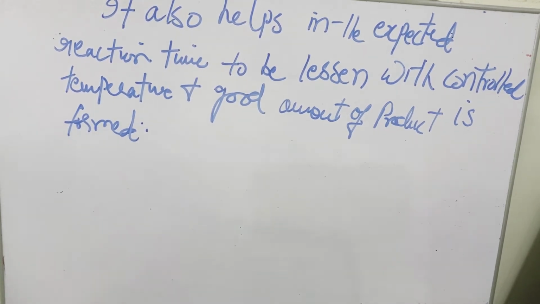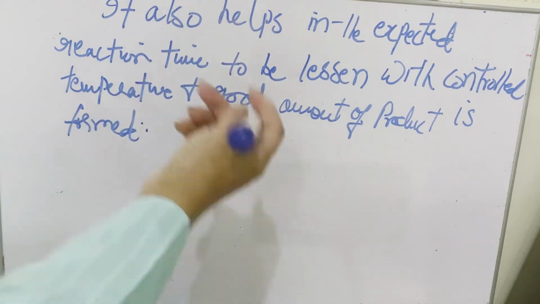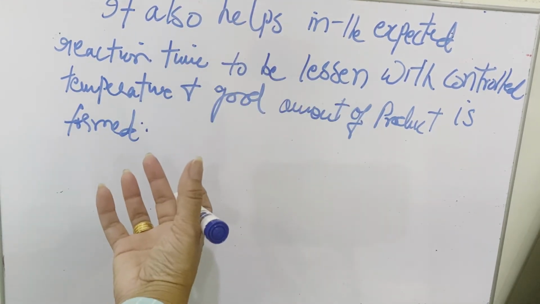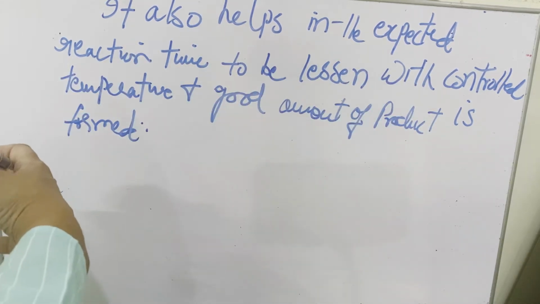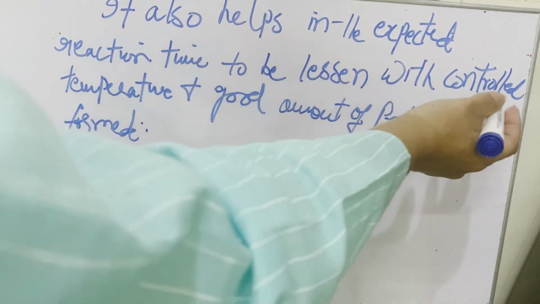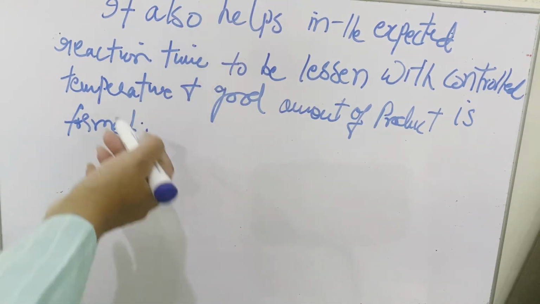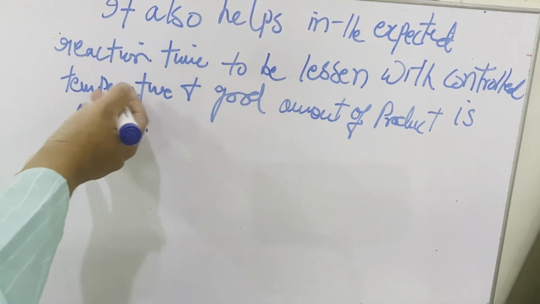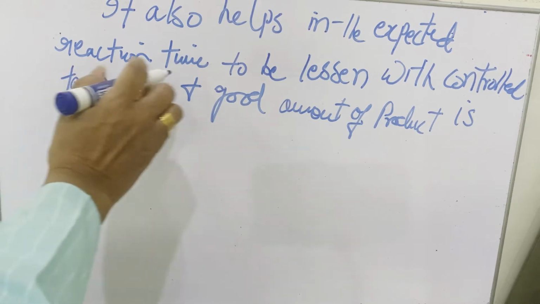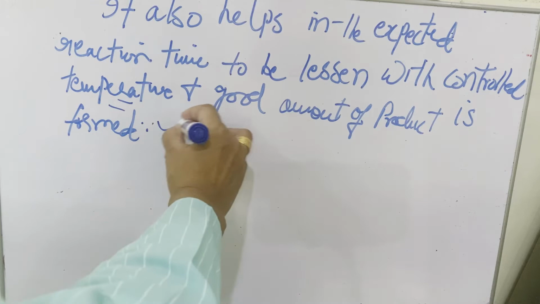As I've explained, it is needed when larger quantities are mixed together, and it also helps in lessening the expected reaction time. The reaction period would be less as compared to before that agitation, and with controlled temperatures. Of course, when you are using mechanical agitation, you'll be controlling the temperature by recording or monitoring its temperature range, and what will result in the end is a good amount of product formed.